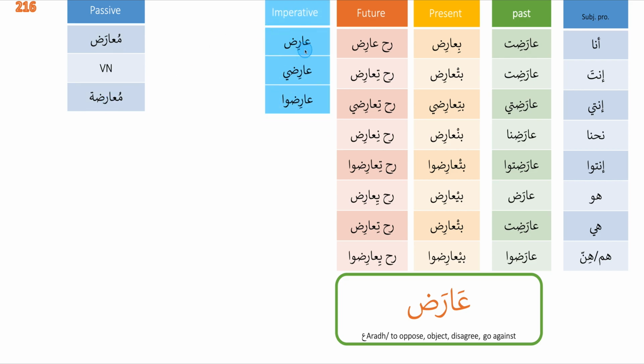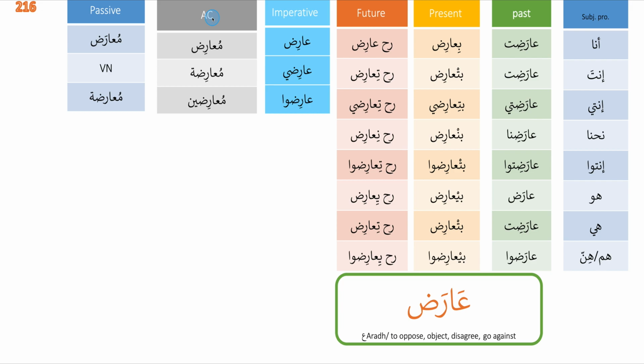The imperative, عارض, if you're ordering masculine, you go and oppose or object. عارضي, if you're talking to feminine, so you're telling her you have to disagree or object to this. عارضوا, you group of people object or disagree. But again, this is imperative, so you're ordering, you're not talking or asking politely. So here there's a bit more hierarchical situation because you're telling them to do things. So that's why we call it the imperative.